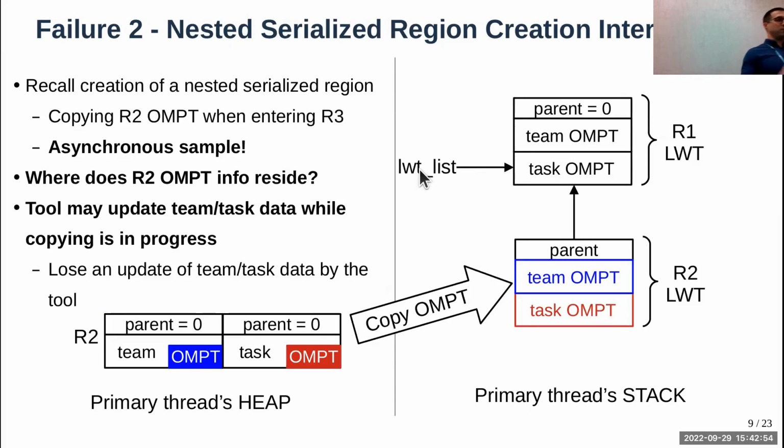An even worse thing happens when creation of a nested serialized region is interrupted, because we are trying to copy information from two different places on R2 LWT. So the introspection routine does not know where the information resides. And what can happen is, if we provide this team and task descriptor in that moment, even an update might happen and the runtime might not see it because it already copied some information, so it can override and lose.